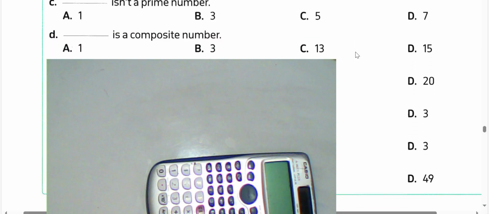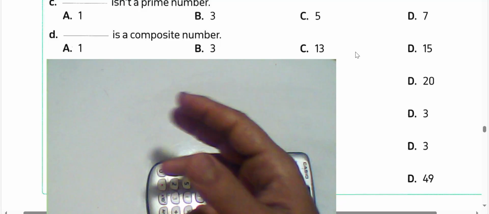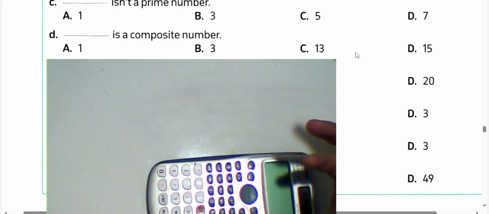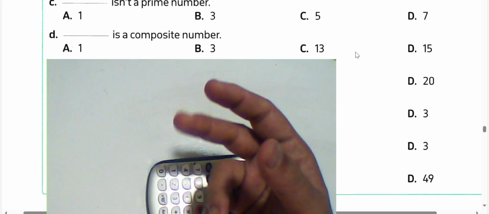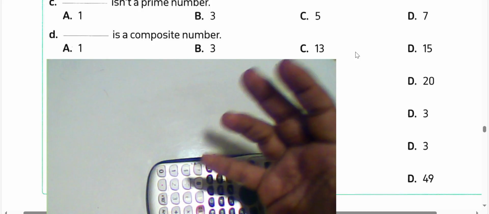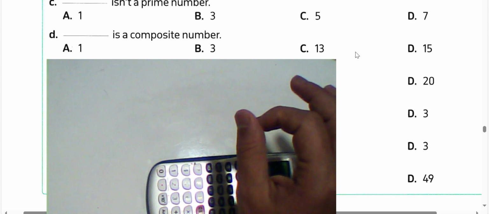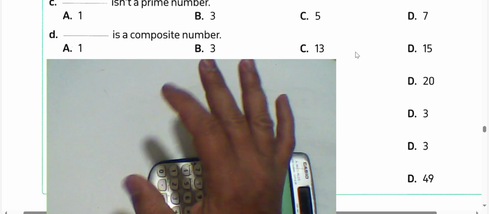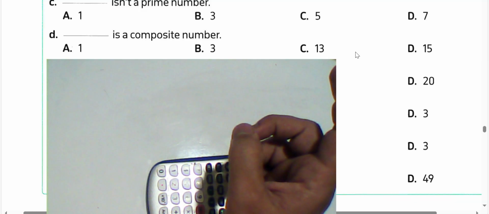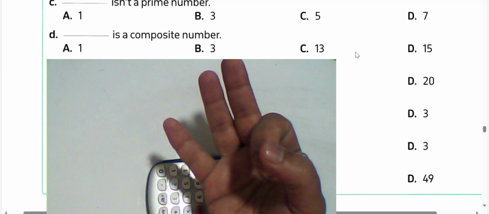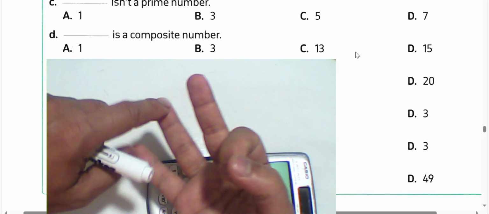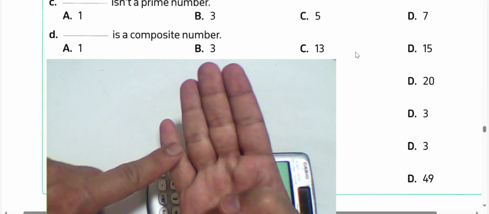What is a composite number here? A composite number means a number that can be divided by itself and 1 and extra numbers. A composite number has more than 2 factors. This number we call 15. 15 has how many factors? 1 times 15 equals 15. 3 times 5 equals 15. It has 4 factors. Then 15 we call a composite number.